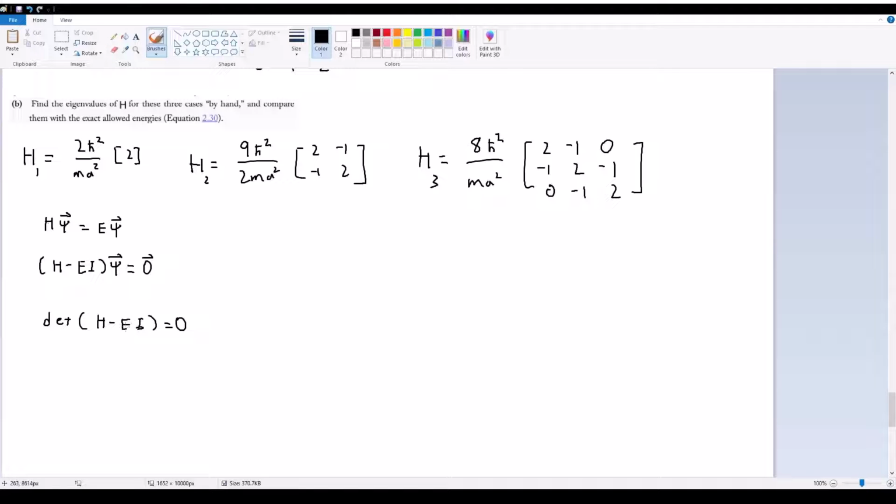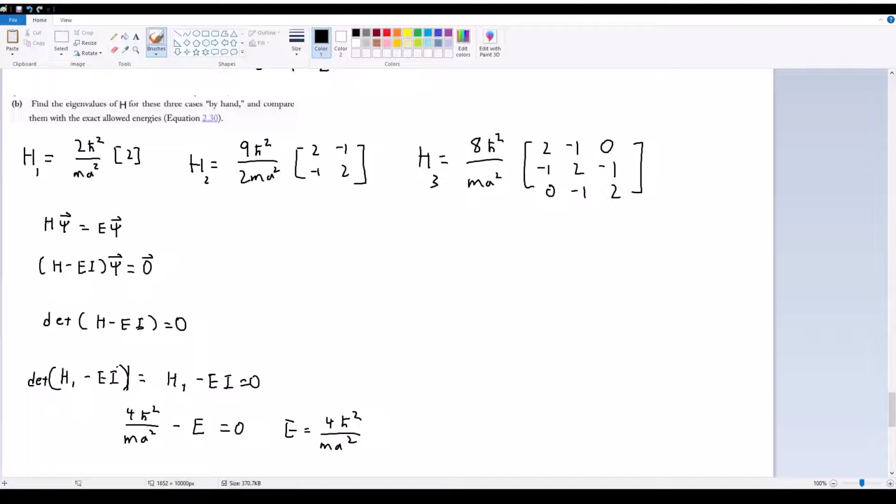So I'm just going to do this for H1, 2, and 3. In the H1 case, this is pretty trivial because this is a 1-by-1 matrix. So in this case, H1 minus E times I. The determinant of this is just H1 minus E times I, and this is equal to 0. If I write this out, it's 4 h bar squared over ma squared minus the energy, and I is just a 1-by-1, so it doesn't matter, and this is equal to 0, so the energy is equal to 4 h bar squared over ma squared.